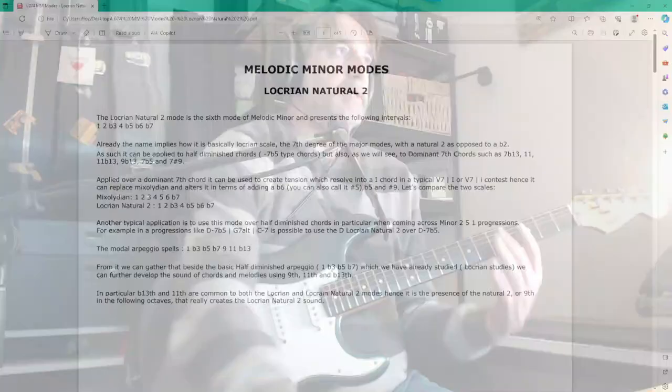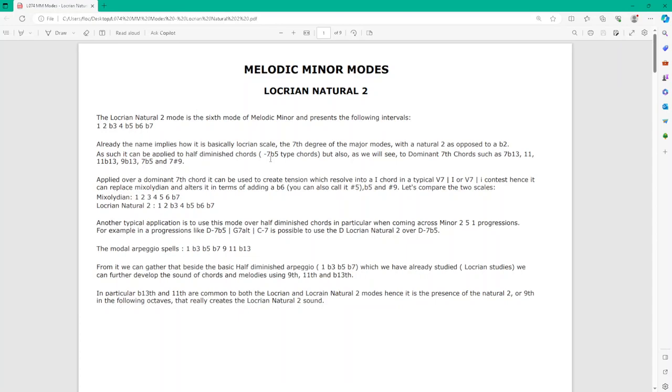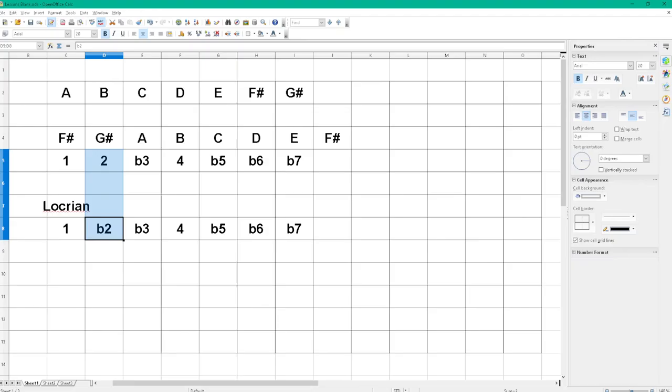As such, it can be applied to half diminished chords, minor 7 flat 5 chords, but also, as we will see, to altered types of dominant 7 chords, such as 7 flat 13, 11, 11 flat 13, 9 flat 13. Let's have a look at why. The fact that it applies to half diminished chords is simple, because we have 1, flat 3, flat 5, flat 7 in the scale, and as we have seen when we did the family of chords, that's pretty much a half diminished chord.